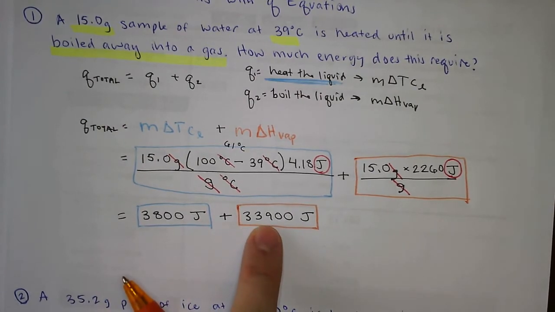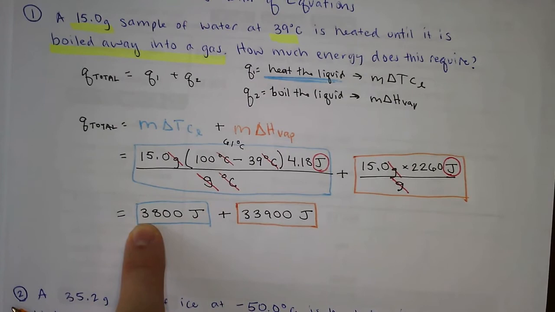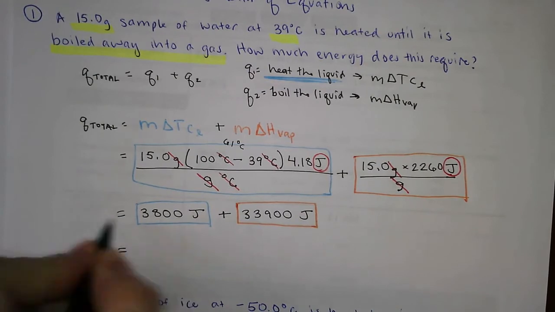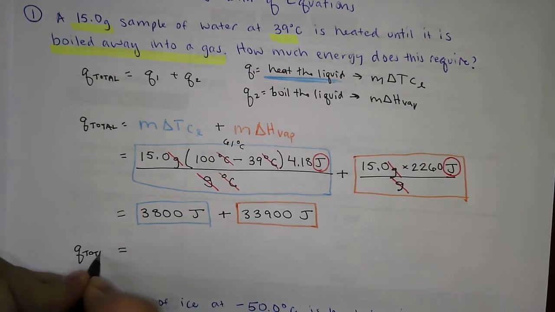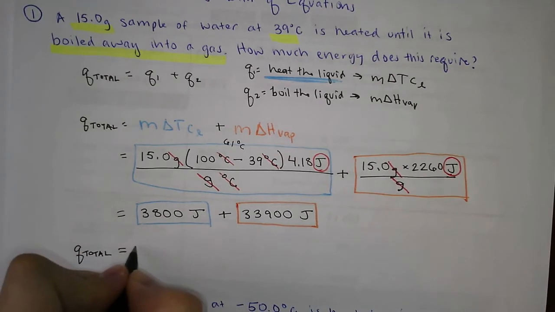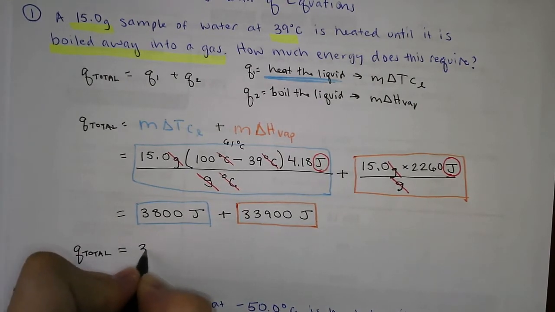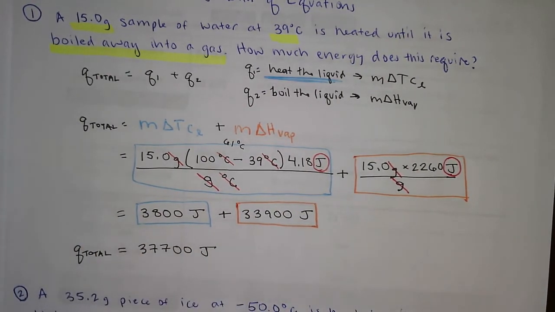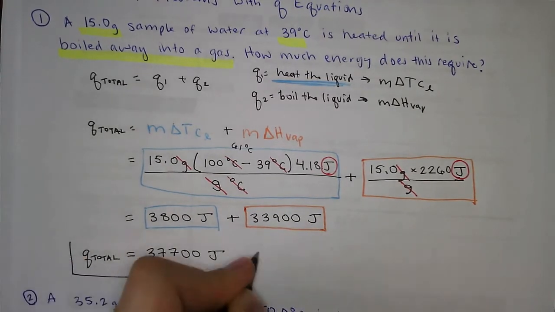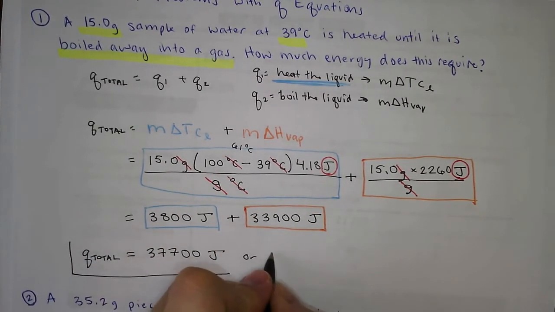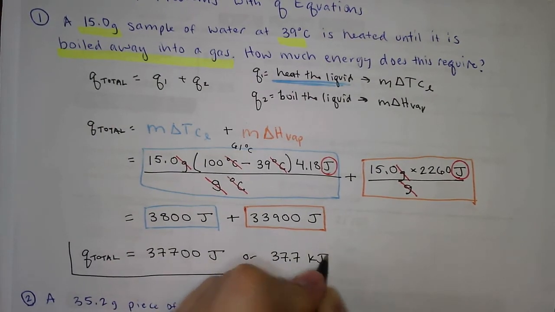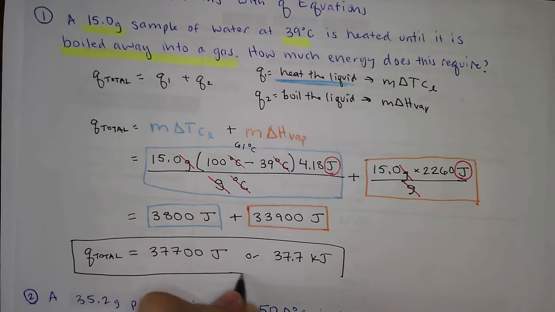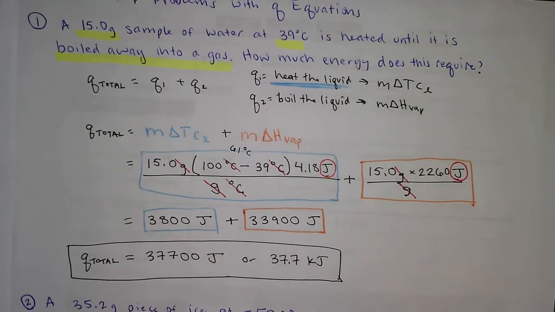So 33,900 plus 3,800 is going to be, and this is my total or final answer. This is Q total. Is going to be, does that make sense? Yeah, it does. Okay, good. 37,700 joules of energy. Or if you want to, 37.7 kilojoules if you want to be fancy. Okay, and that would be a 2-step Q equation problem.